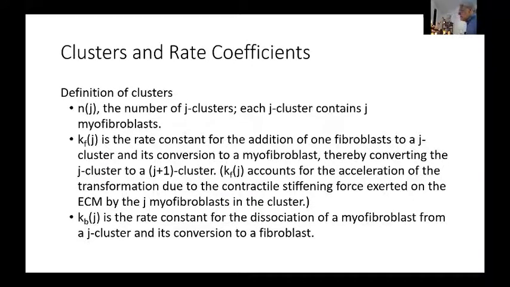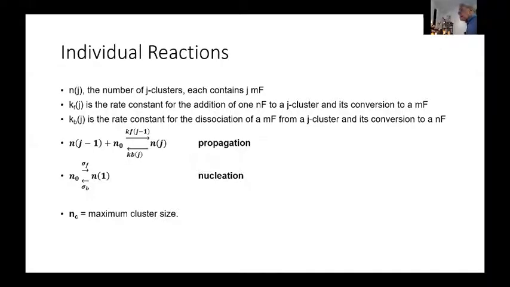So just for technically looking at the model, as I pointed out, N of J is the number of clusters with J myofibroblasts. Kf of J is the forward rate constant for the growth of a J cluster to a J+1 cluster, and Kb of J is the rate constant for the reversal of that. Now, the completeness of the model requires that we define a Kb of J, but I'm not going to say much about that in the future. Just for simplicity, I'm going to suppose that Kb of J is a constant independent of J. So these are the individual reactions. A J-1 cluster becomes a J cluster. That's what I call a propagation reaction for the growth of the cluster.